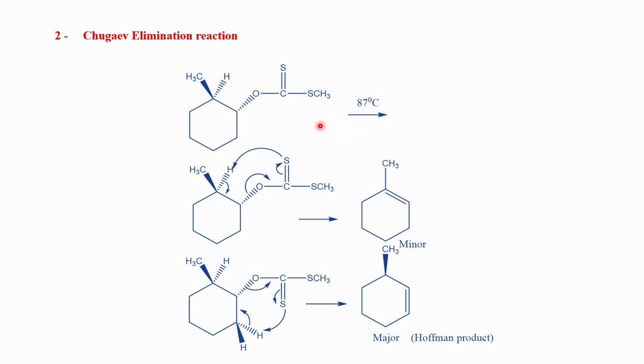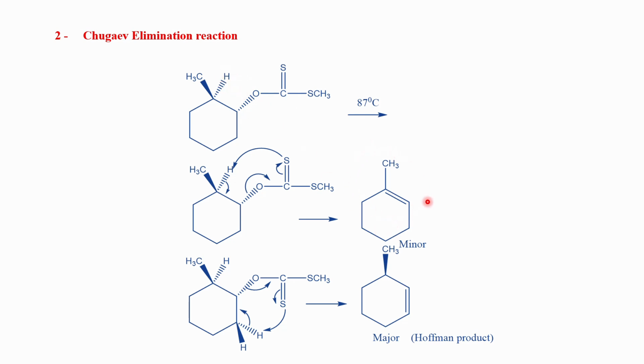In the Chugaev elimination reaction, a xanthate ester, upon heating, gives the corresponding alkene, the Hofmann product, as the major product, as in the previous case. Here the eliminating groups are the xanthate ester group and the proton from the beta carbon atom. This xanthate group and the proton from this beta carbon atom are in syn periplanar conformation, and hence they are eliminated, forming this product.